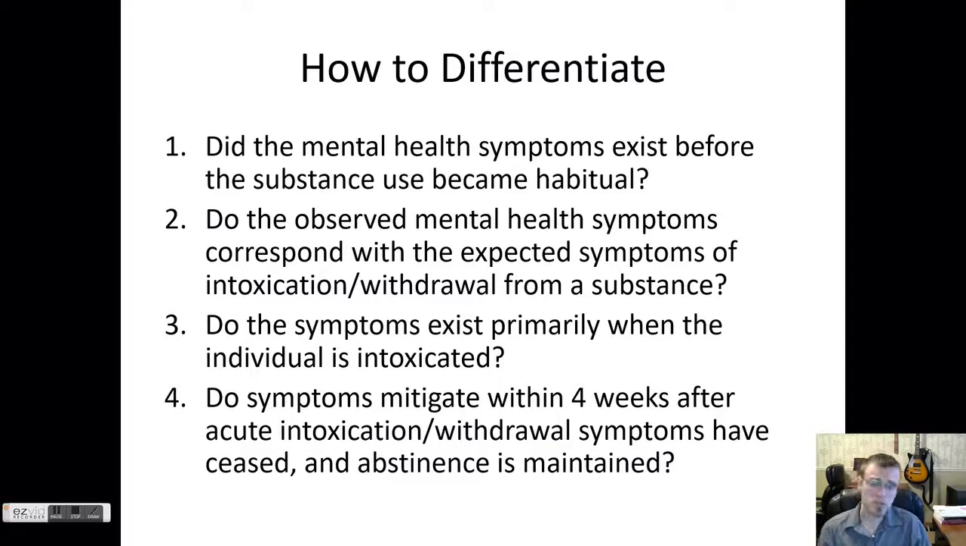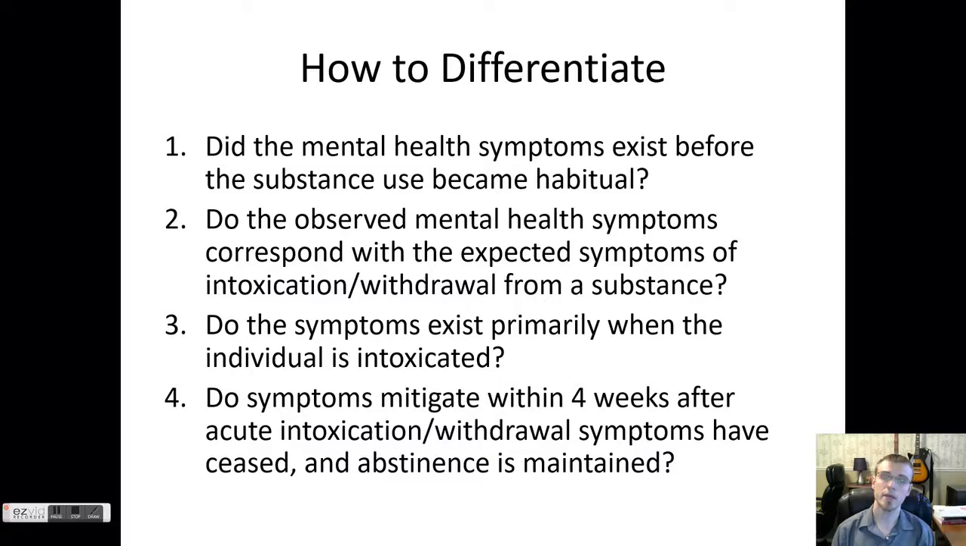And I'll show you a little bit more about that later on, but that seems to make sense when you think about it, right? If the substance is causing this, then it should be an identified symptom that comes along with either intoxication or withdrawal from this substance. Third is, do the symptoms exist primarily when the individual is intoxicated, or using, or in active use, as we may say it? If the mental health symptoms are mostly only occurring when the person is actively using the substance that they're addicted to, then that's another sign that this is probably not an independent mental health disorder.